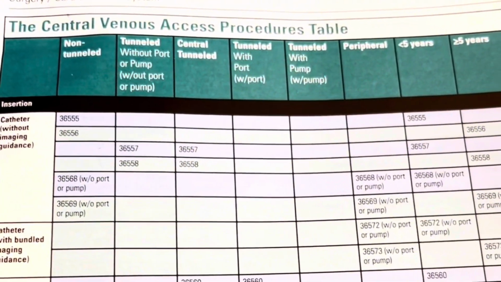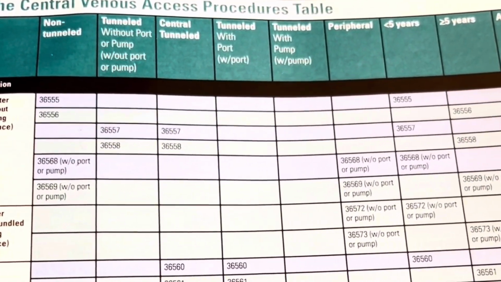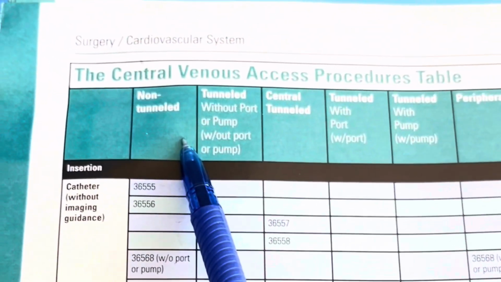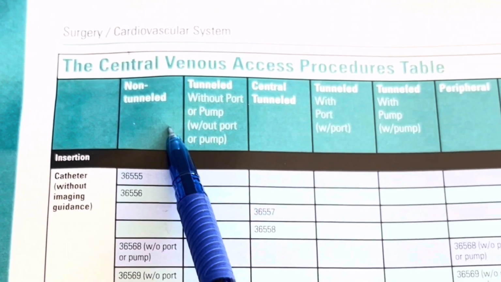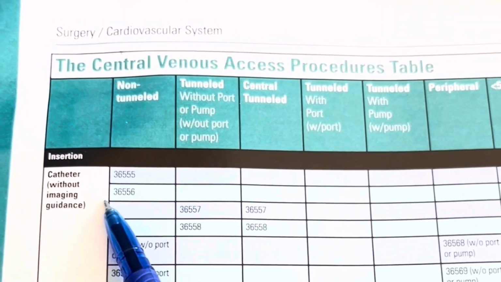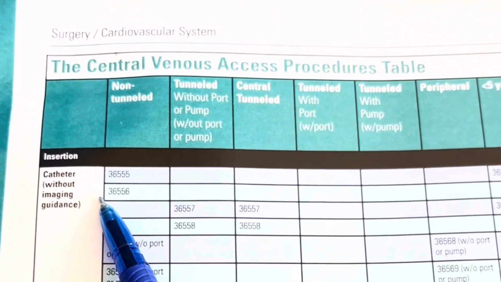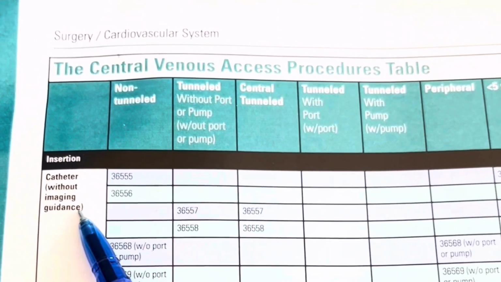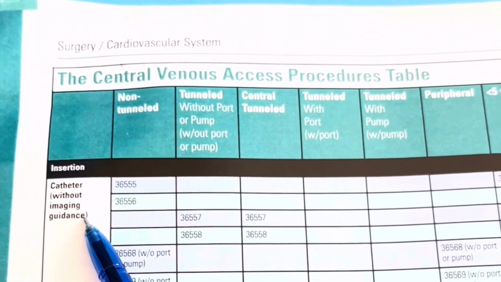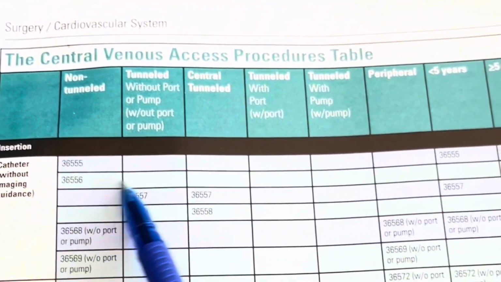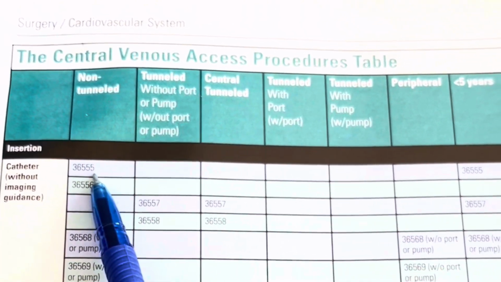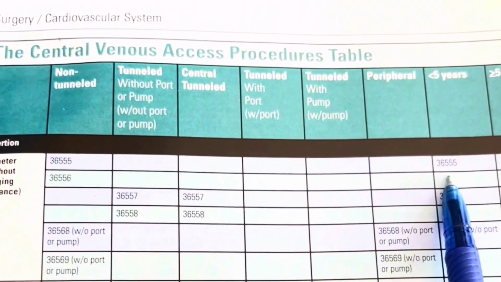See, here in this table, our question is insertion of a non-tunneled centrally inserted CVC catheter, for a patient of 3 years of age. Here in bracket it's mentioned without imaging guidance. In our question there is nothing related to imaging guidance, so it is without. And what is the age of the patient? 3 years of age, so it will be less than 5 years. So this will be the answer, non-tunneled CVC 36555, less than 5 years.